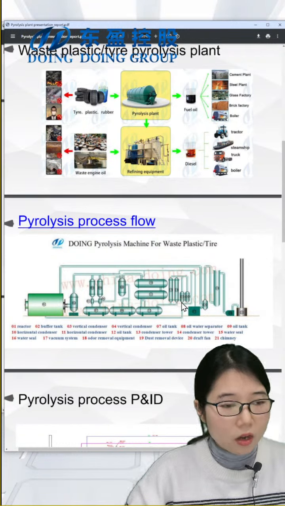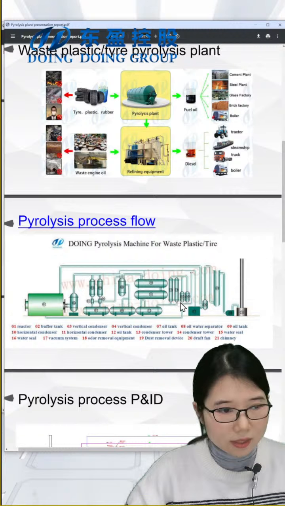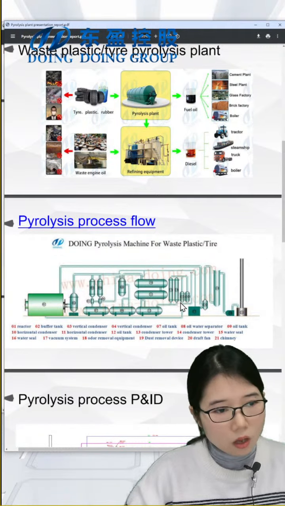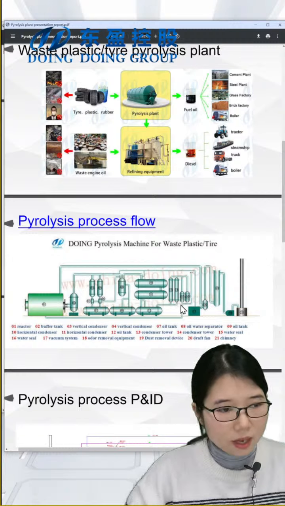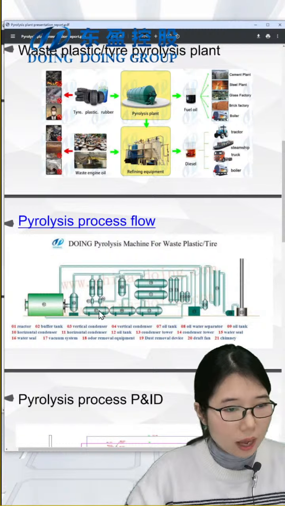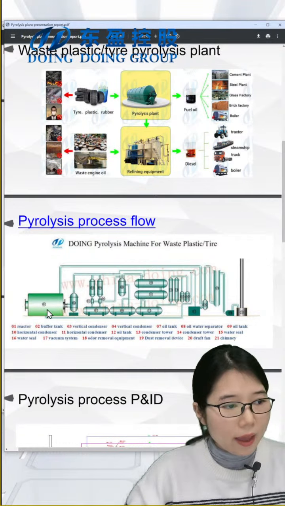And then all the oil gas will be cooled down into liquid oil and stored in the oil tanks. There will be a certain amount of gas that cannot be cooled down into liquid oil, which we call the syngas. The syngas is a flammable gas, which can be used for heating the reactor. So after the water seal and cooling, the syngas will be recycled to heat the reactor.